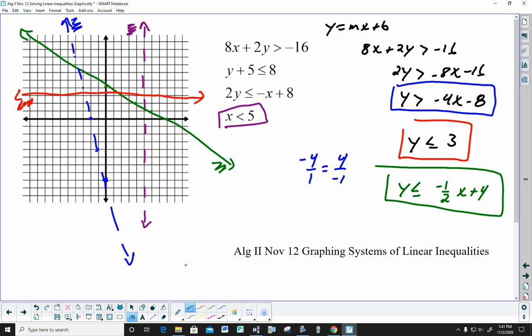So what I'm doing when I say that is I'm right of this one. I'm below the green. I'm below the red. And I'm right of the blue. So it's this region that's in here. This is the final shading area of your answer.